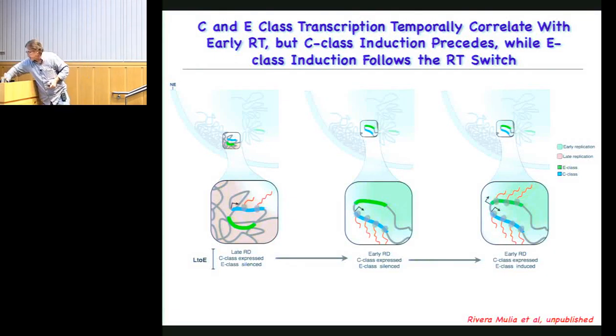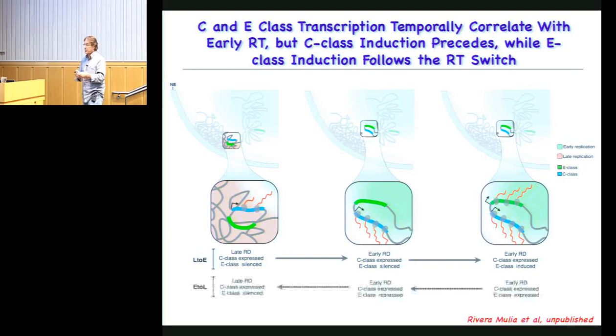And by corollary, when you see switches from early to late, you first have the E-class genes on, then you see the E-class genes go off, then you see the switch to late replication, and the C-class genes are still hanging on even after that switch. So if we didn't have these precise lineages, we wouldn't have found that so many genes are able to be expressed when late.